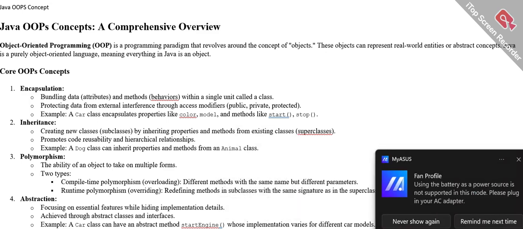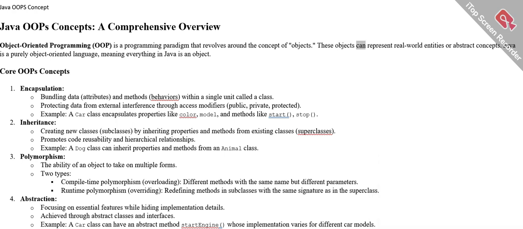Object-oriented programming, OOP, is a programming paradigm that revolves around the concept of objects. These objects can represent real-world entities or abstract concepts. Java is a purely object-oriented language, meaning everything in Java is an object.